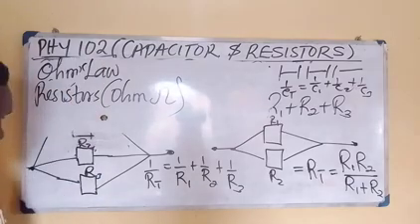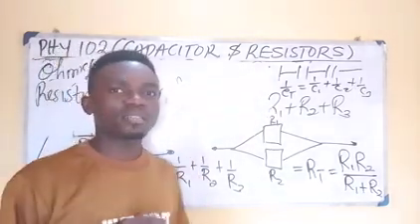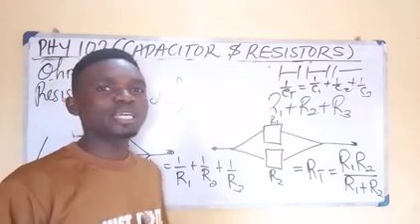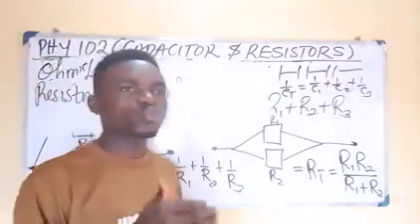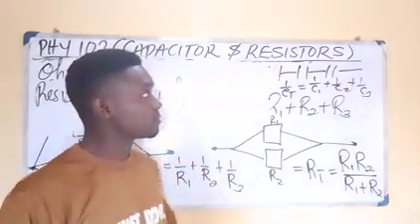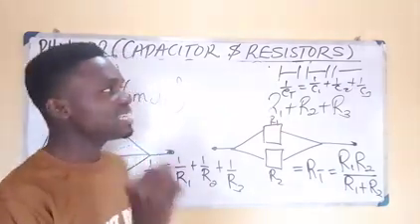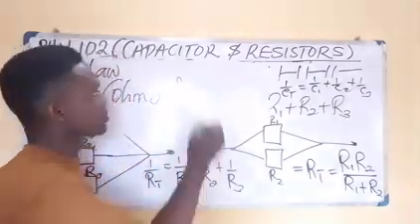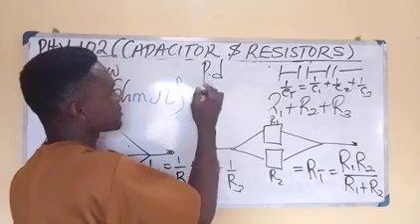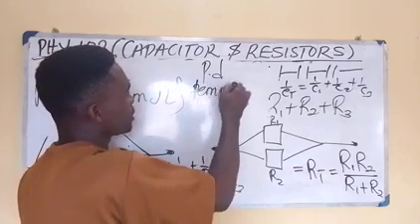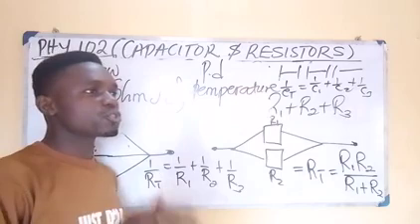Ohm's law states that the electric current that flows through a metallic conductor is directly proportional to the potential difference between its ends, or across its ends, provided that the temperature is kept constant, and other physical properties. The board is very small, so let me just say it orally.